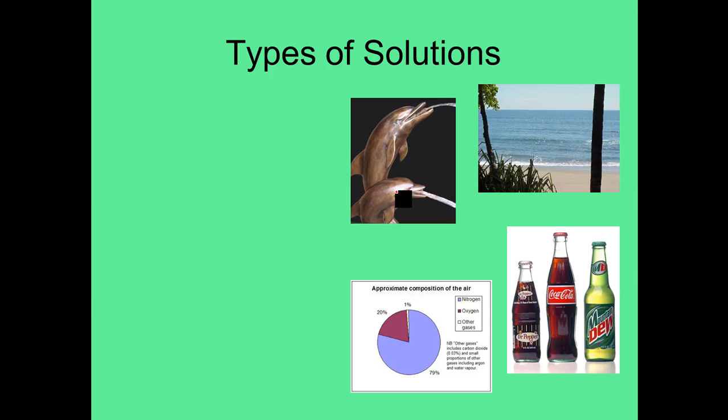Here we see several pictures. On the top left, we have seawater. Next to it, we have a picture of brass. Brass is a solution, seawater is a solution. We also see down here in this picture some sodas. Those are solutions as well. And then a picture here of the approximate composition of air, which happens to be a solution as well.